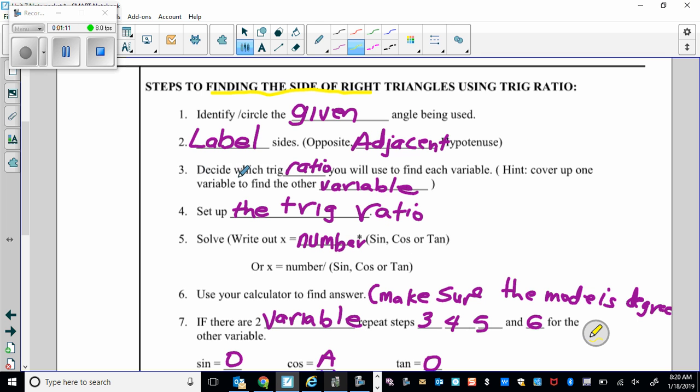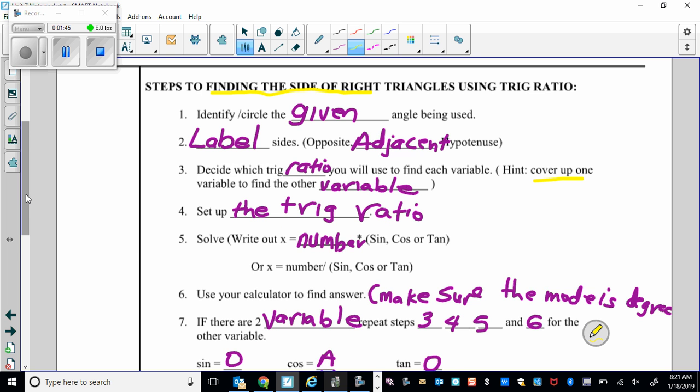The third step would be to decide the ratio. You will find each variable. Hint: if we have two variables, cover one of them to find the other. So if you have an x and y, first solve for one of them. Don't try to solve for x and y at the same time because you are not going to be able to do that. If you decide to solve for x, for example, is that opposite over hypotenuse, opposite over adjacent, or adjacent over hypotenuse? You have to set up the trig ratio based on what is given.